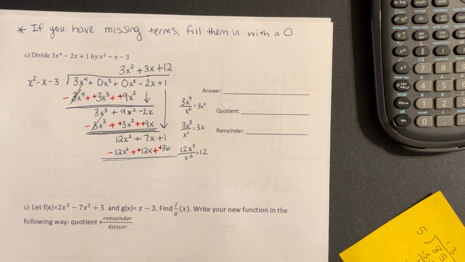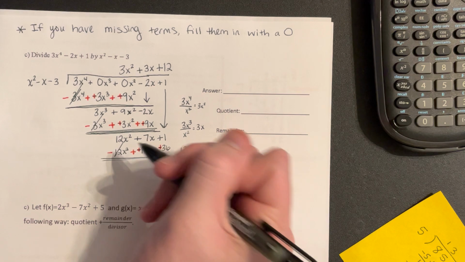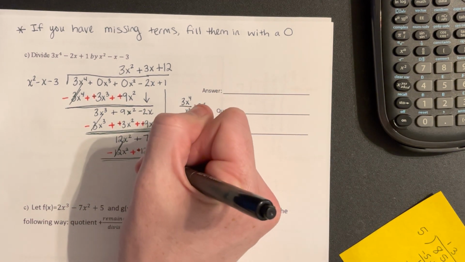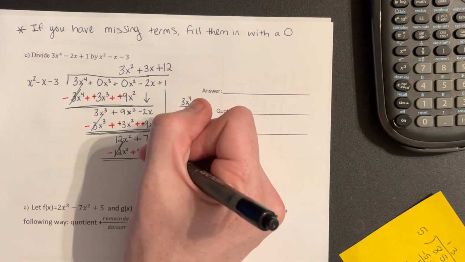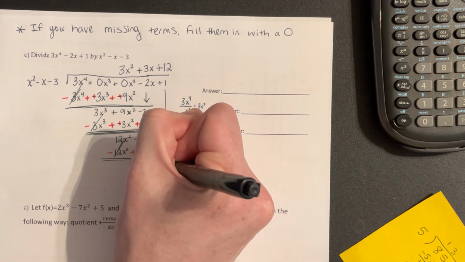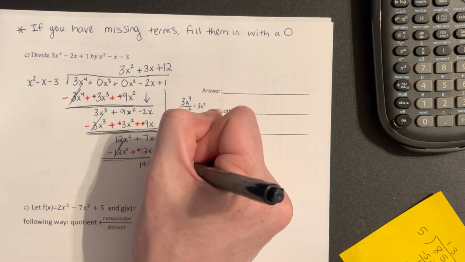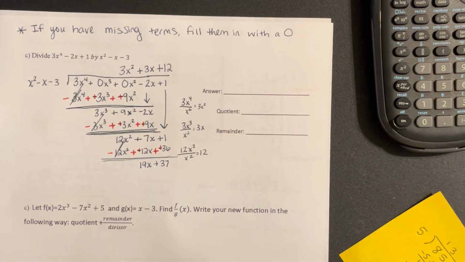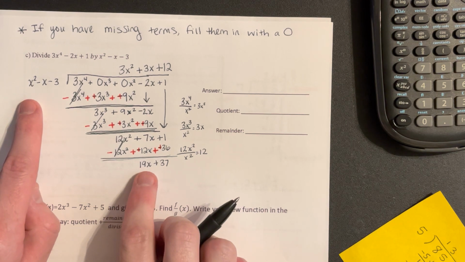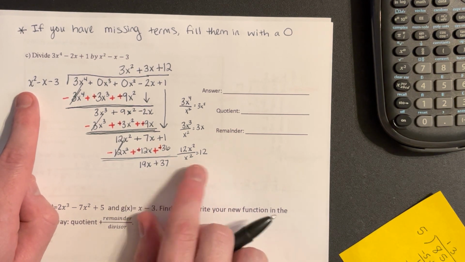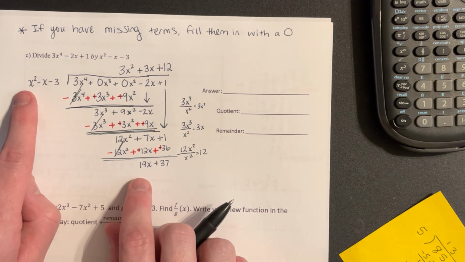Finishing this out, we get 12x squared minus 12x squared, 0. 7x minus a negative, so that became plus. 7x plus 12 is 19x. 1 plus 36 is 37. Notice if I try to do this any further, 19x divided by x squared is not going to come out even. So that's as far as we can go.